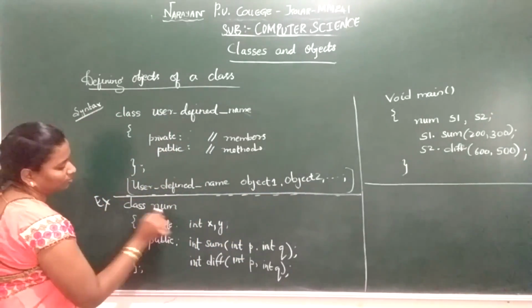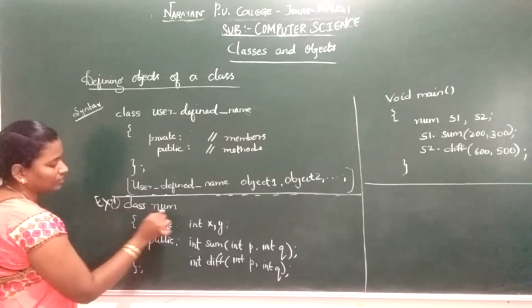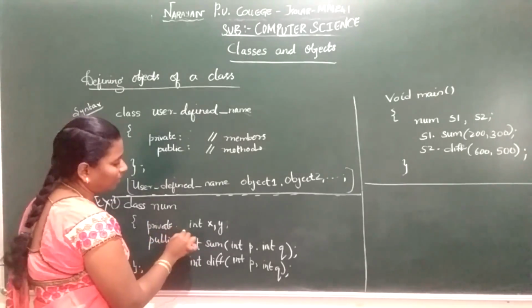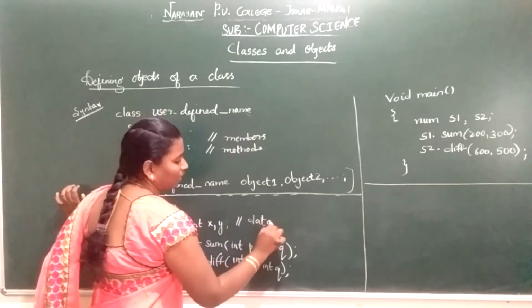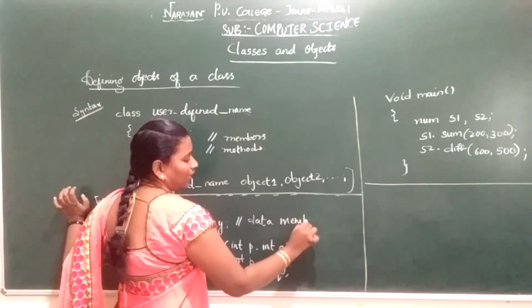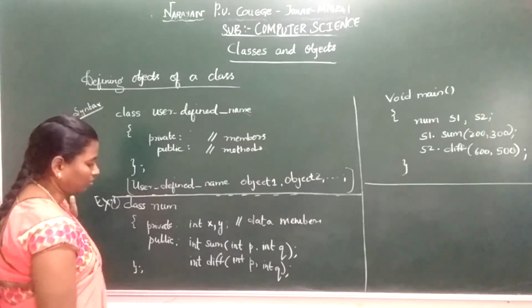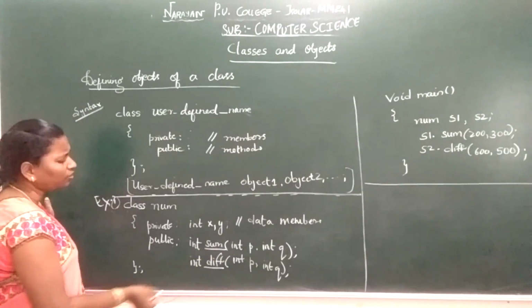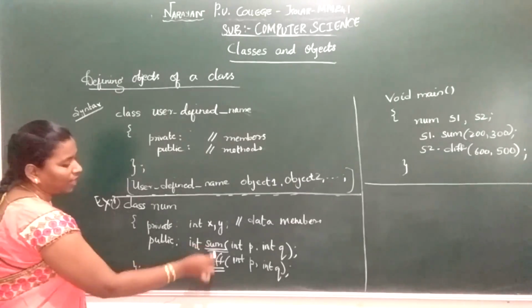Now, what is my class name? This is example 1. So class num, I have two access specifiers, private and public. Usually in private it will be your data members. So what are my data members? The variables x and y. Data members can also be called data variables. Now in public I have two methods, two member functions: sum and diff.